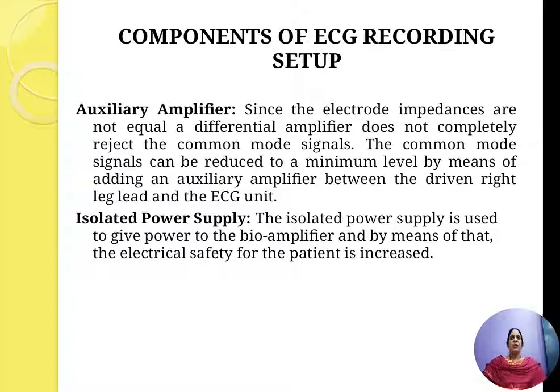Then next is your auxiliary amplifier. Since the electrode impedances are not equal, a differential amplifier does not completely reject the common mode signal. So the common mode signal can be reduced to a minimum level by adding an auxiliary amplifier between the driven right leg lead and the ECG unit. So you are going to use an auxiliary amplifier to reduce the CMRR problem further.